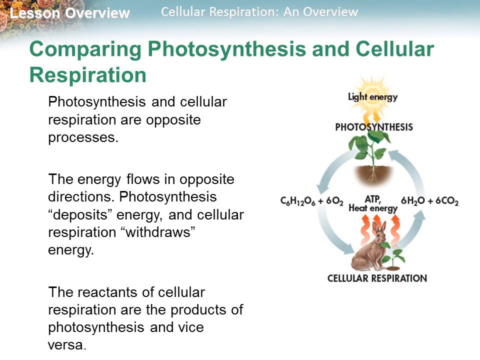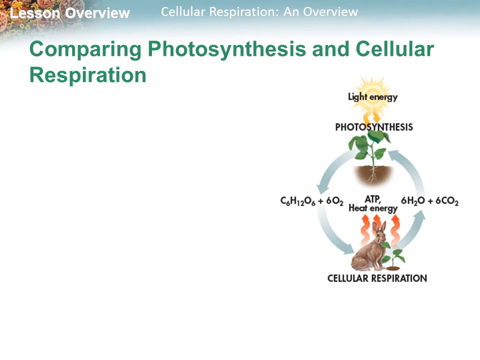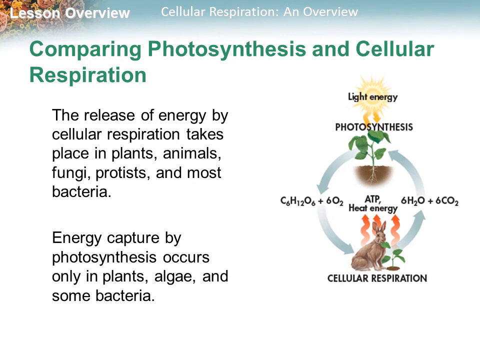So we can say that photosynthesis and cellular respiration are opposite processes. The energy flows in opposite directions. Photosynthesis deposits energy and cellular respiration withdraws energy. The reactants of cellular respiration are the products of photosynthesis and vice versa. The release of energy by cellular respiration takes place in plants, animals, fungi, protists, and most bacteria. Energy capture by photosynthesis occurs only in plants, algae, and some bacteria.